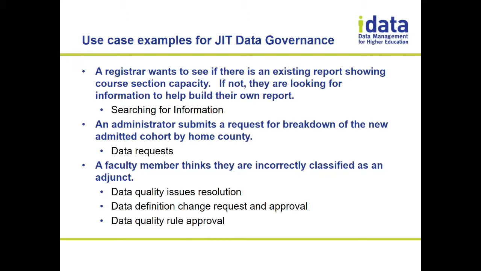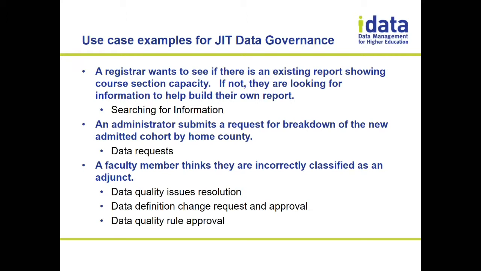Now it might turn out actually that they're not incorrectly classified, but according to the data system, the definition of adjunct means this one thing, but this particular faculty member has two different positions or something, and they're pushing the boundary of that data definition. So as part of that resolution, they might decide, you know what, we're going to change the definition. We're going to make it more inclusive or more restrictive so that they're considered something different. And so then you have to submit a data change request, and that goes through an approval process.